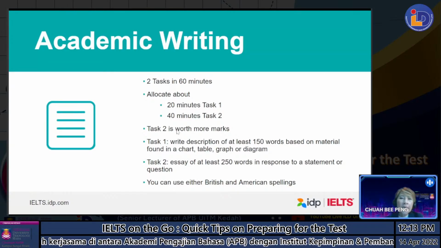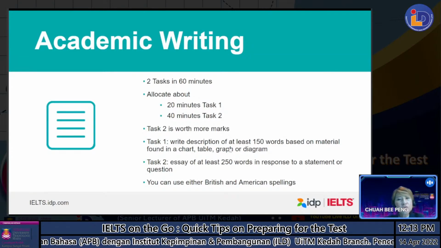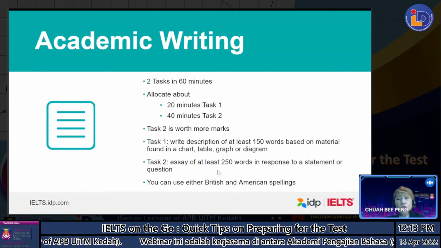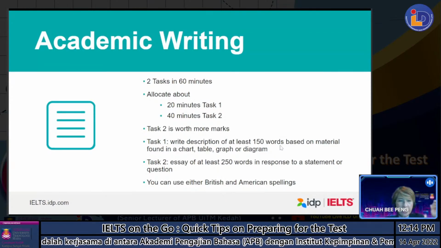Understand? And for academic writing, Task 1 requires you to write a description of at least 150 words based on material found in a chart, table, graph, or diagram. And Task 2 needs you to write a typical essay, an argumentative essay or descriptive essay, depending on your luck on that day, what topic comes up, of at least 250 words.